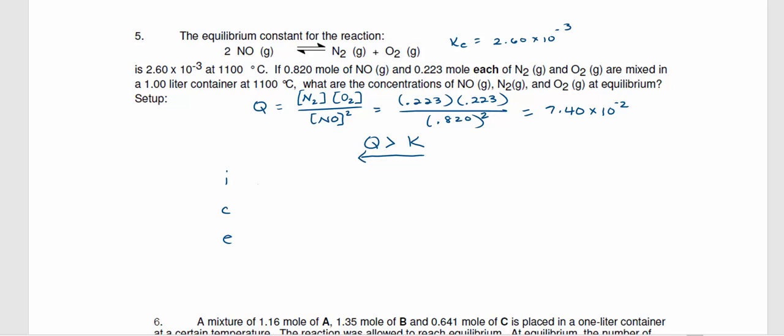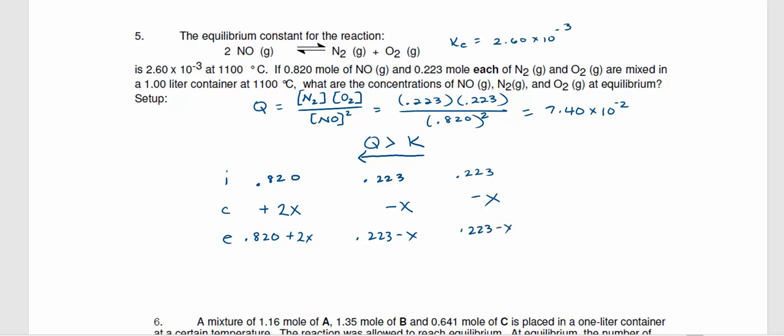So initially I had 0.820 here, 0.223 and 0.223. I put these in order of the chemicals as they are given right here. And then we're going to change by some amount. It's stoichiometric. We are adding to the reactant side, so we're adding 2x here, and we are subtracting x's here. So my equilibrium concentrations are 0.820 plus 2x, 0.223 minus x, 0.223 minus x.